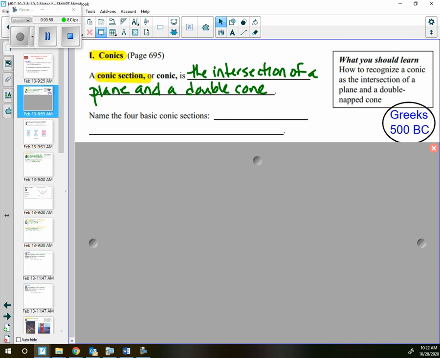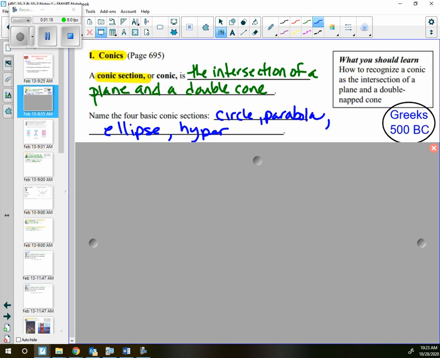So a conic section is just defined to be the intersection of a plane and a double cone. If you think back to last year in Algebra 2, there are actually 4 different types of conics that you can have, and I have some pictures for you in your additional notes as well that we'll take a look at. But the 4 basic conic sections are circle, parabola, ellipse, and hyperbola. Always interesting to hear how people pronounce some of these.